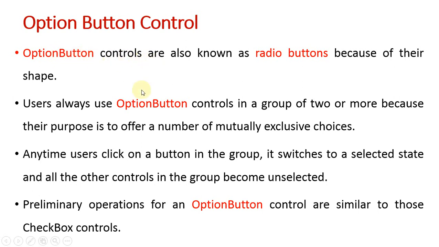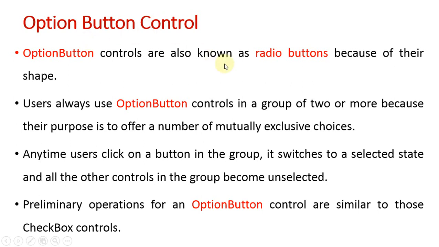Here, option buttons are used in a group of 2 or more because their purpose is to offer a number of mutually exclusive choices. There are some situations, say courses, where the user needs to select a course among 3, 4, 5, 6 or among n. So this option button group is used when there are multiple options, but under which the user can choose only one. That is very important.